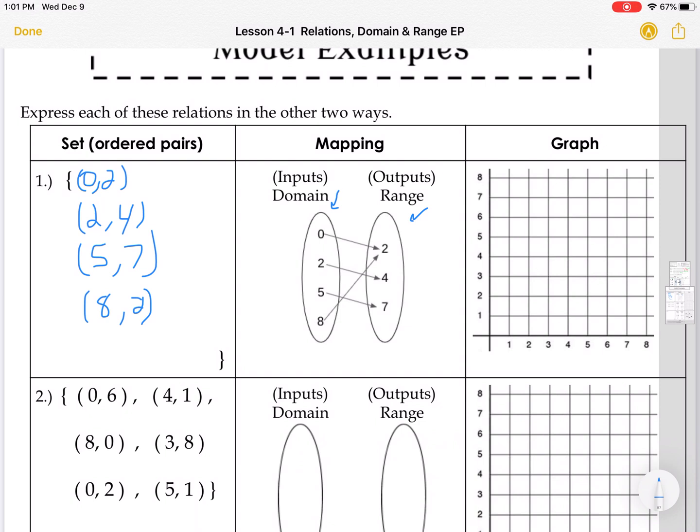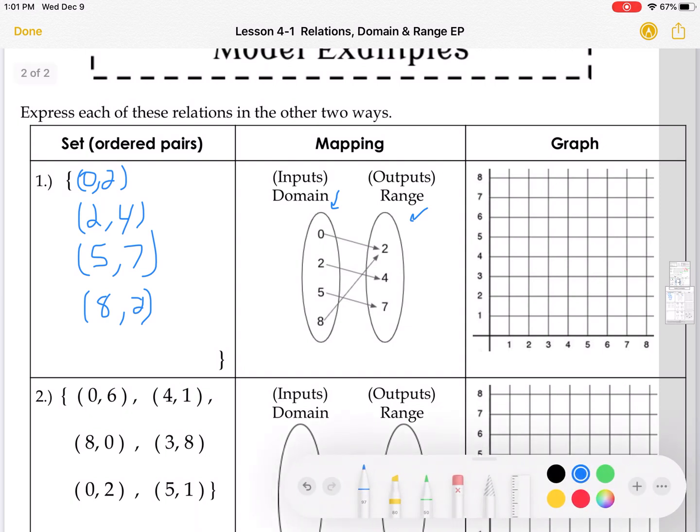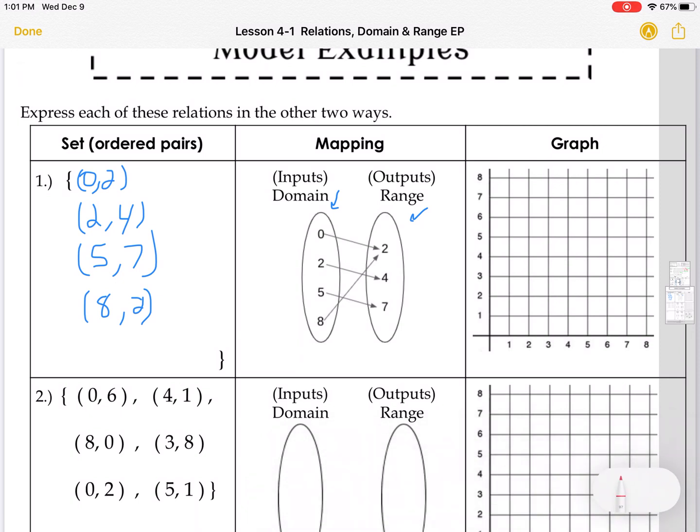Okay? Now if I asked you to list the elements of the domain and the range, we would do the same thing we did above. Our domain would just be simply listing all the x values: 0, 2, 5, 8. Our range, we're simply going to list the y values.